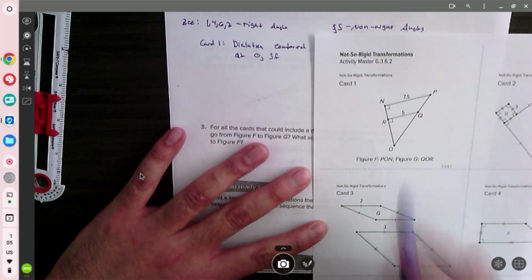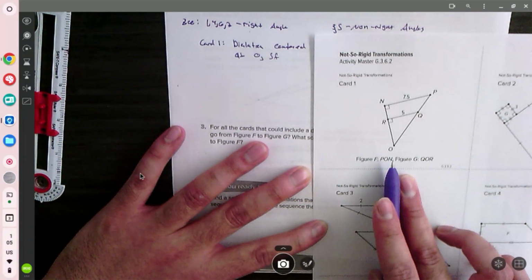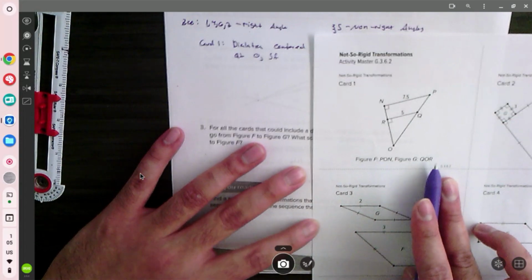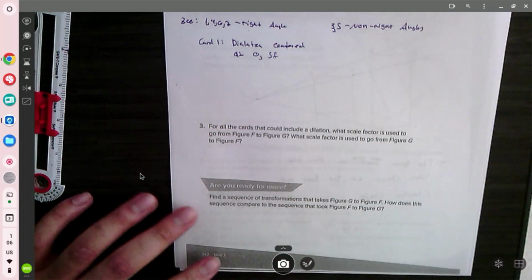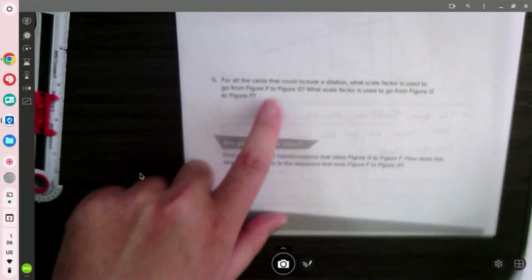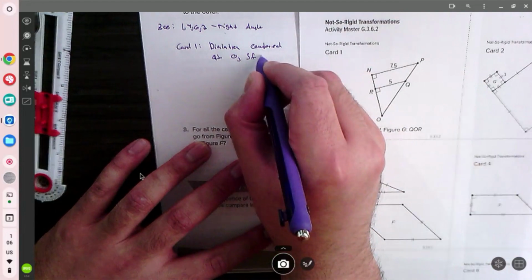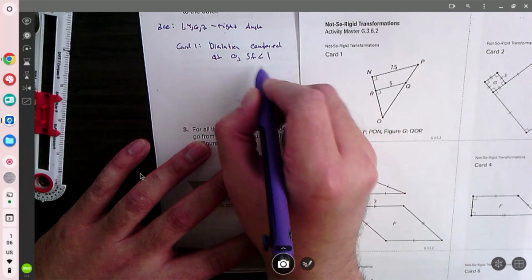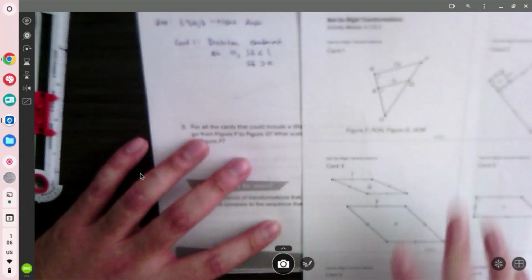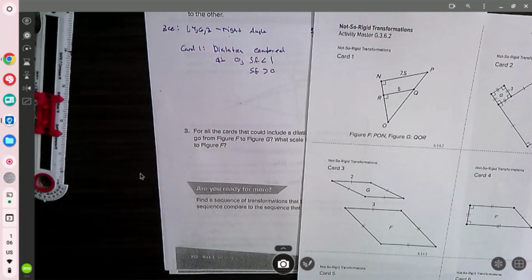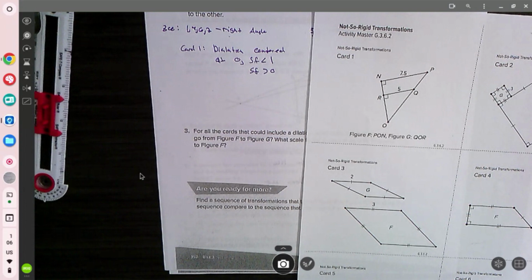What's the original? It goes from F to G. So from F to G, this is a dilation. So this has to be less than 1, but still greater than 0. Okay, so that is my transformation for card 1. I have a dilation centered at O. And since it was a dilation that got smaller, I know my scale factor is between 0 and 1.